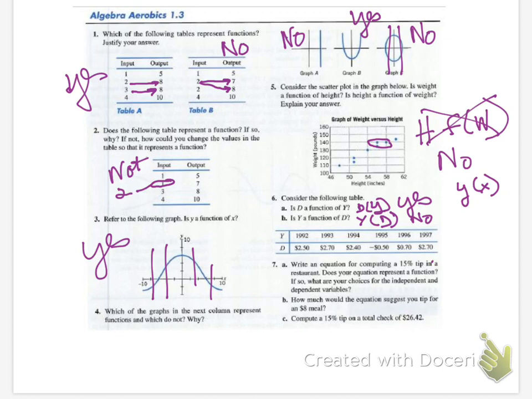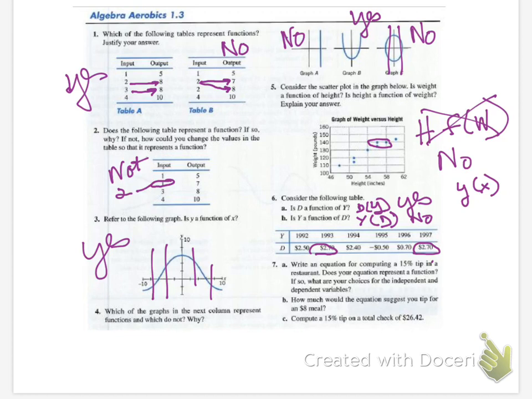Now, is Y a function of D? That means for every D, you can only get one unique Y. So look at the D's. Now look carefully, because 270 appears twice, and you get different answers. So that's why part B is a no, because I am putting the same input in and I'm getting a different output. When it says, is Y a function of D, Y is your output. So is your output unique for every single D? And for B, the answer is no.